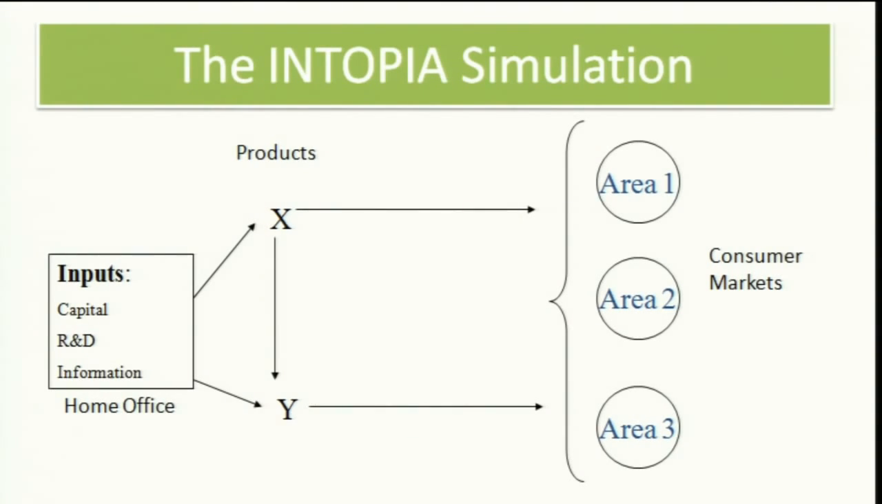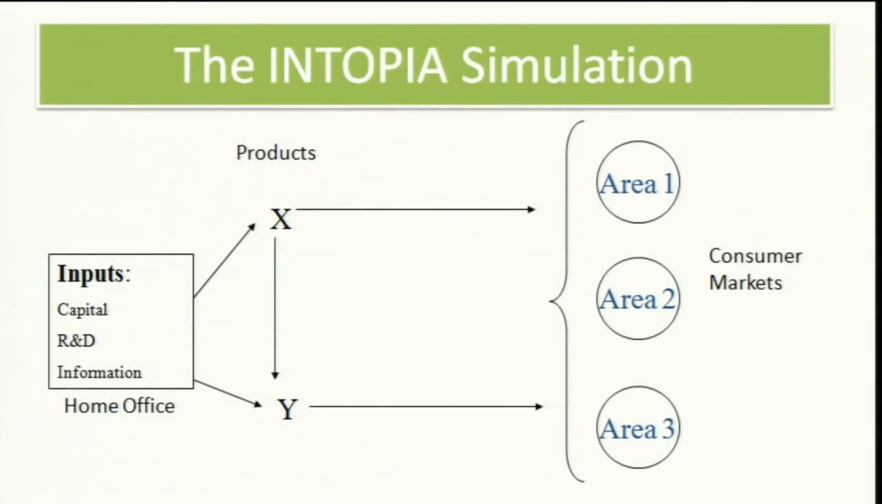The simulation has a number of really common variables to it. As you can see on the left-hand side of this slide, there's a number of inputs that each team has that goes into their home office, and that is, of course, starting capital or money, research and development activities, and general information that stems from market research or whatever general management picks up along the way through the game.